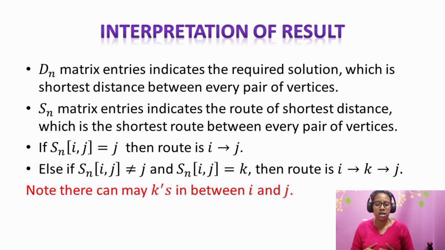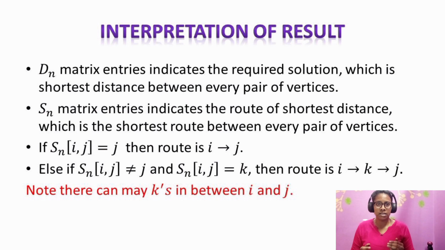So there are two things that we need to look into. The Dn matrix entries indicate the required solution, which is the shortest distance between every pair of vertices. Sn matrix entries indicate the route of the shortest path, which is the shortest route between every pair of vertices. Now, Dn gives the distance values and Sn gives the route. So, we'll see how to interpret those routes as well.